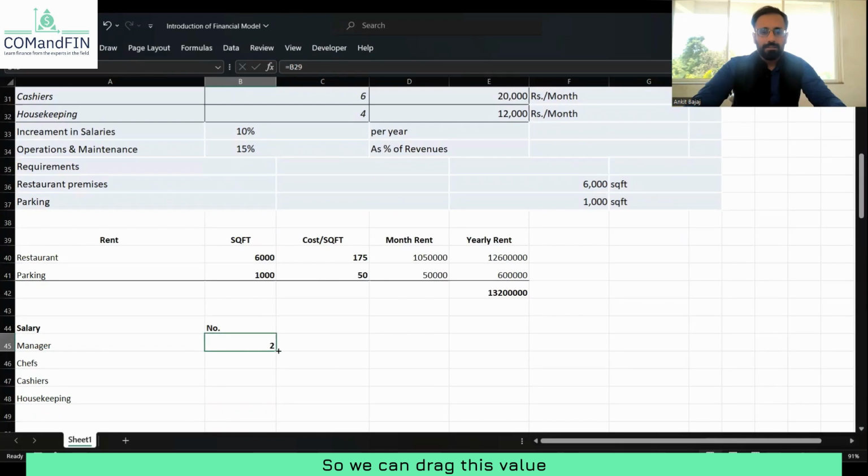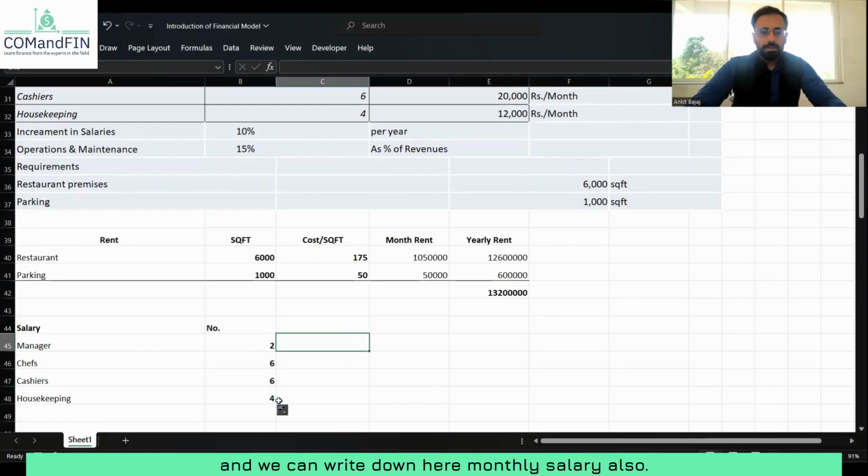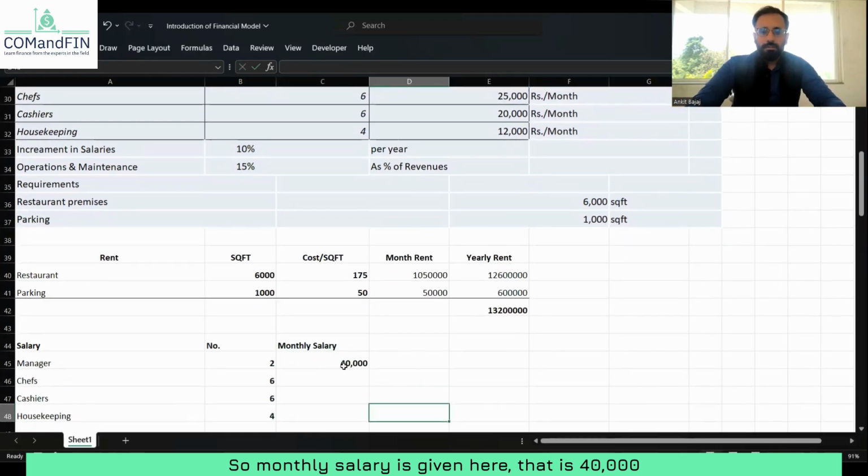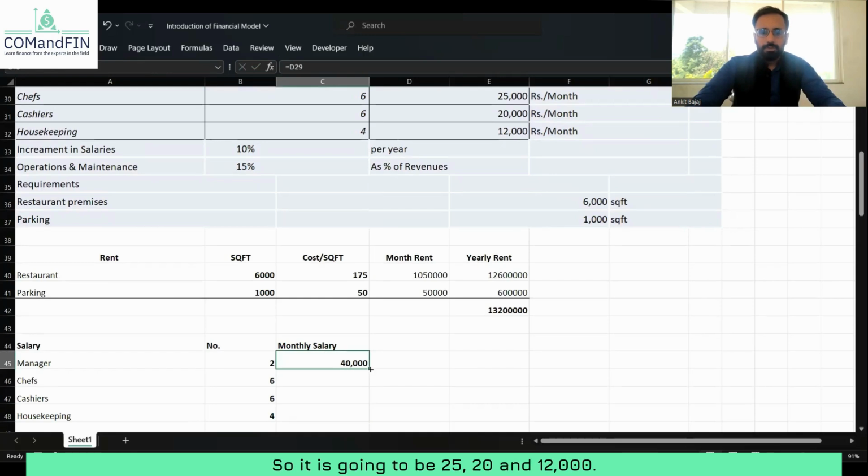So we can drag this value and we can write down here monthly salary also. Right? We can write down here monthly salary. So monthly salary is given here, that is 40,000, and we can drag these values here. So it is going to be 25, 20, and 12,000.